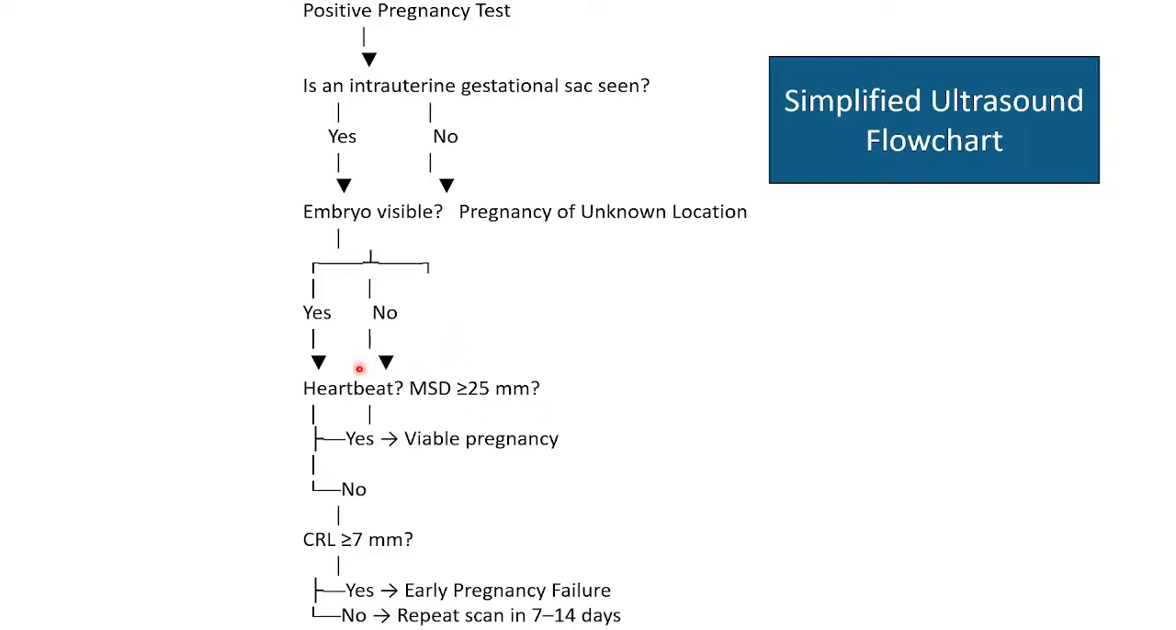If the baby is visible, is there a heartbeat? Yes or no? If there's a heartbeat, we are fine. That's a viable pregnancy. If there's no heartbeat, then is the crown rump length above or equal to 7 millimeters? Yes or no? If yes, that's an early pregnancy failure. If no, repeat scan in 7 to 14 days.